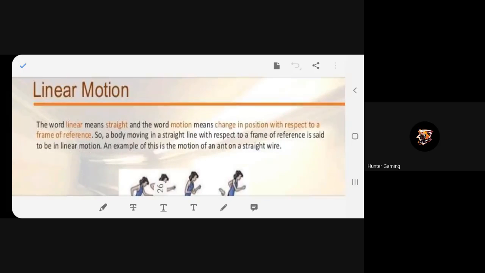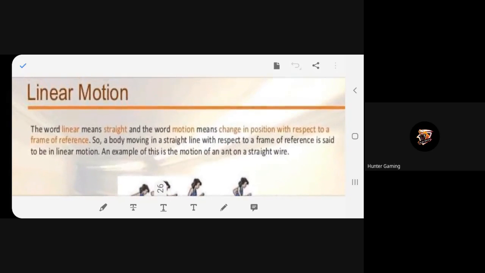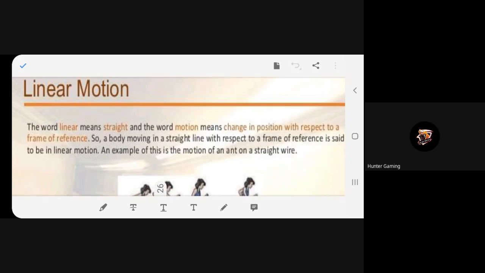What did we learn earlier? Translatory motion. The other name of translatory motion is linear motion, straight line. You got it? So never be confused that if I say translatory motion and if I say linear motion, you will be confused. No. Straight line is translatory or linear motion. You understand? Okay. Let's read.